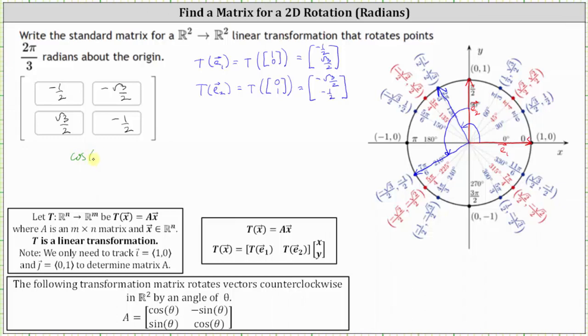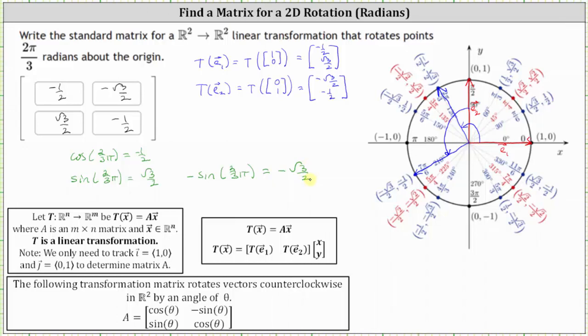Let's find the cosine of 2/3 pi, the sine of 2/3 pi, and also the opposite of sine 2/3 pi. We can just use a unit circle here. The cosine of 2/3 pi is equal to x on the unit circle. Cosine 2/3 pi is negative 1/2. And sine 2/3 pi is equal to the y-coordinate, square root 3 divided by 2. Of course, the opposite of sine 2/3 pi is equal to negative square root 3 divided by 2.